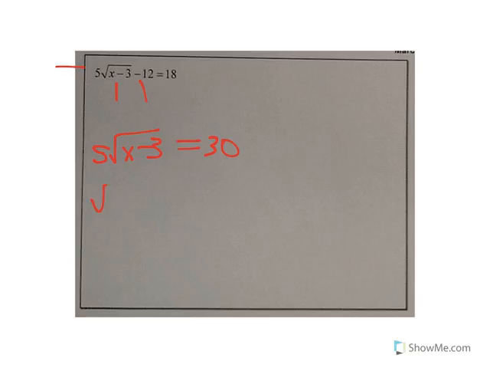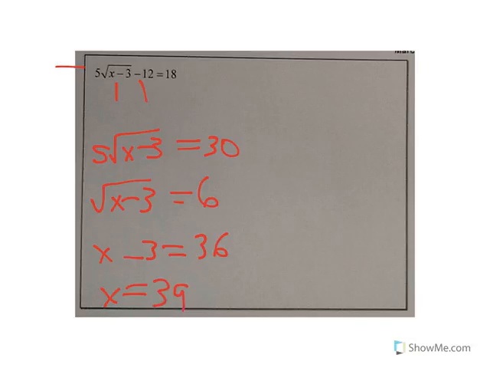Divide both sides by 5. The square root of x minus 3 is equal to 6. Square both sides. x minus 3 is equal to 36. And then add 3 to both sides, so you end up with x is equal to 39.